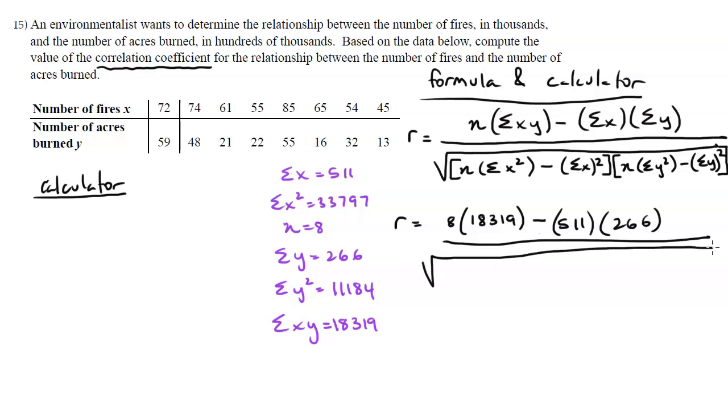Denominator. So in the first bracket, I have n, which is 8, times the sum of x squared, which is 33797, minus the sum of x, 511, squared. That's my first bracket. And then I have n again, times the sum of y squared, 11184, minus the sum of y, 266, squared.